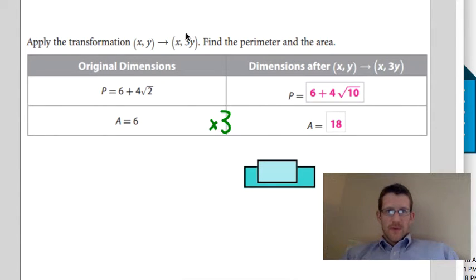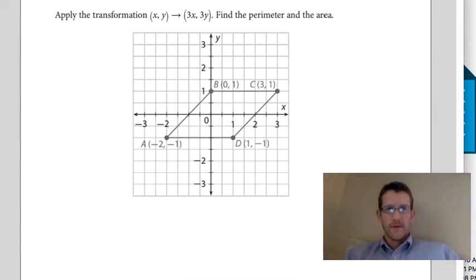Again, the reason why we're multiplying by 3 is because that's our scale factor. Okay, let's try a few more. This one, we're going to multiply both the x and the y by 3, right? So instead of doing just a horizontal stretch or a vertical stretch, we're going to do a proportional dilation. We've done dilations before. Remember, they preserve similarity.